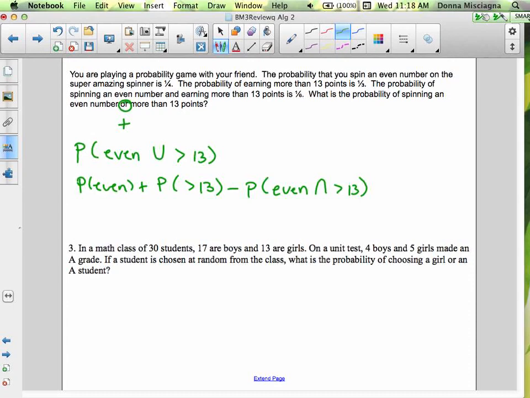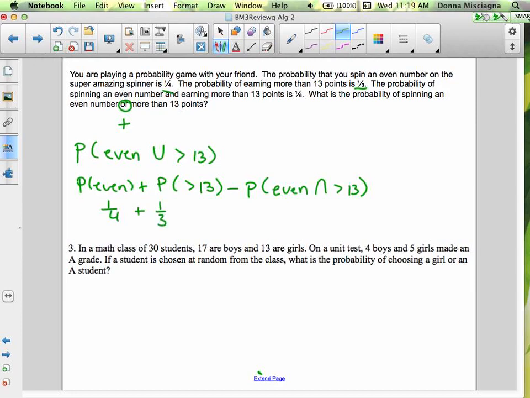So the probability of even was 1/4. The probability of greater than 13 was 1/6. And the probability of spinning an even number and, wait, did I take the wrong number? Oops, sorry, my eyes went to the wrong place. Let's just go through this again. So the probability of spinning an even number, that was the 1/4. The probability of more than 13 points was 1/3. Sorry, grabbed the wrong number.